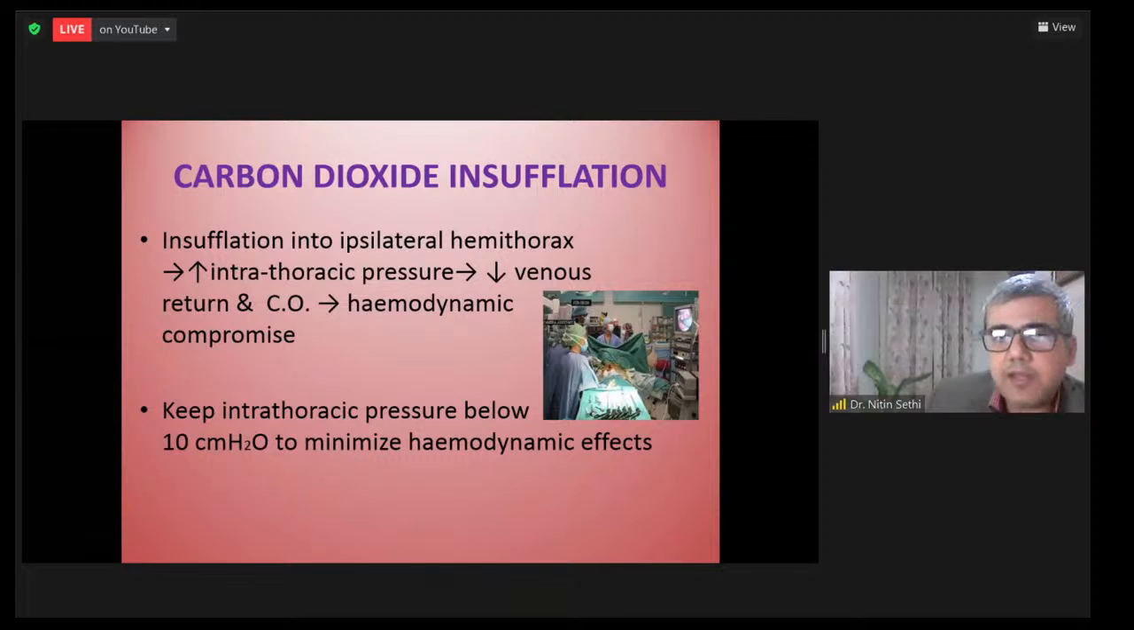But insufflation of carbon dioxide into the thoracic cavity leads to certain hemodynamic alterations. It has been seen that insufflation of carbon dioxide leads to a rise in pressure, which in turn decreases the venous return, leading to a decrease in preload and the cardiac output, and can result in hemodynamic compromise if the preload is not adequate. And it is essential that during VATS surgery, your intrathoracic pressure should be less than 10 centimeters of water in order to minimize the hemodynamic effects.